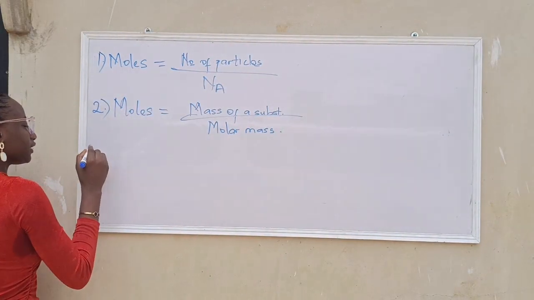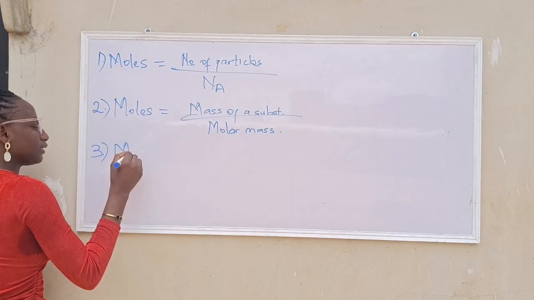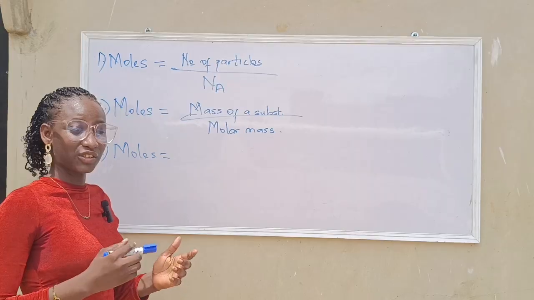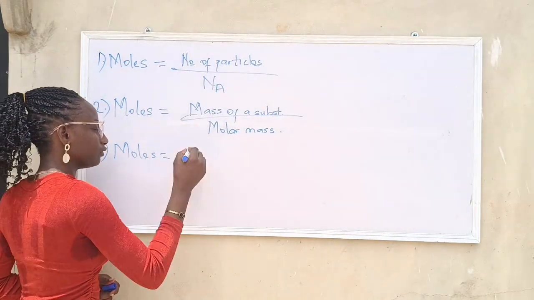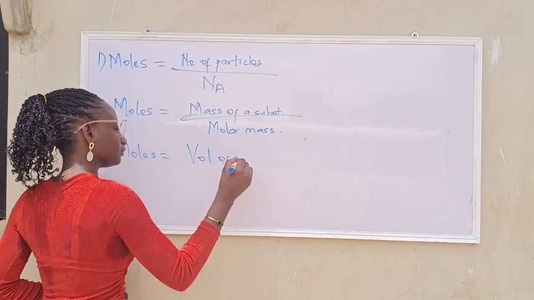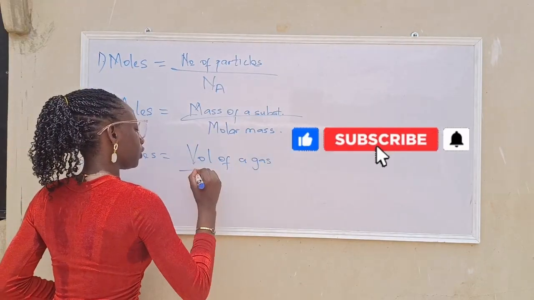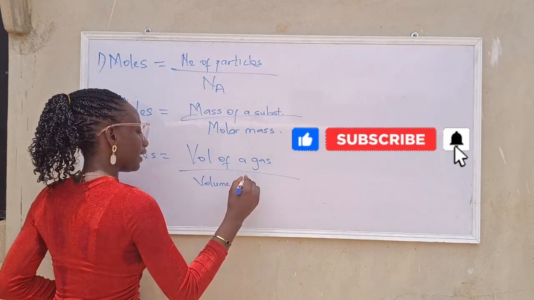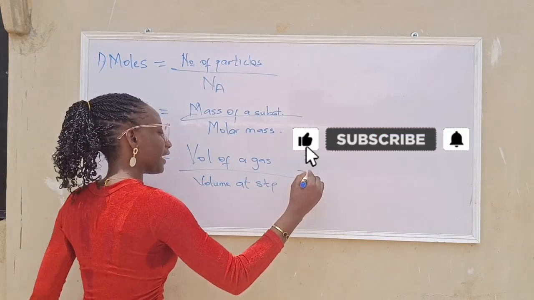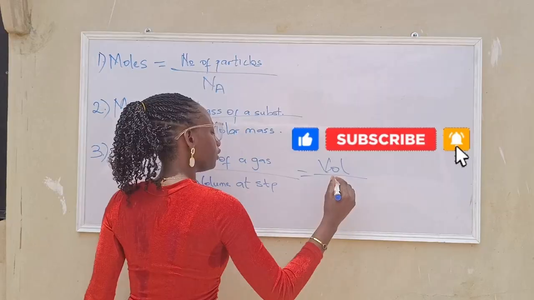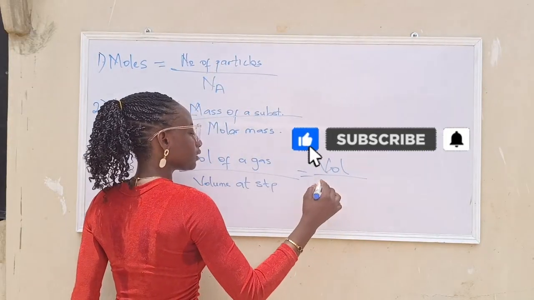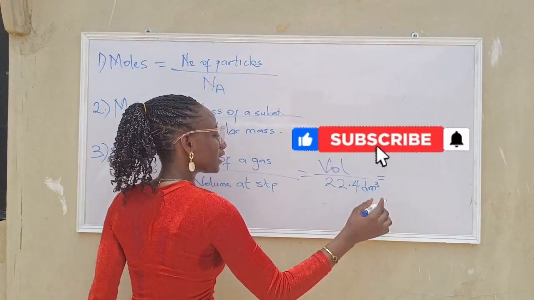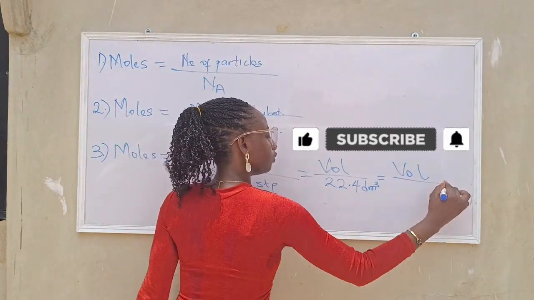Then another way to get the number of moles is if it is a gas. If you are considering a gas, you can get the number of moles by saying volume of a gas over volume at STP, and this is the same thing as volume of a gas or a substance over 22.4 dm cube, which is the same thing as volume over 22.4.